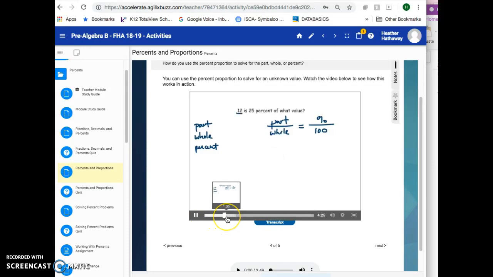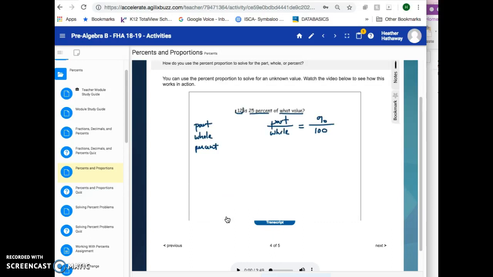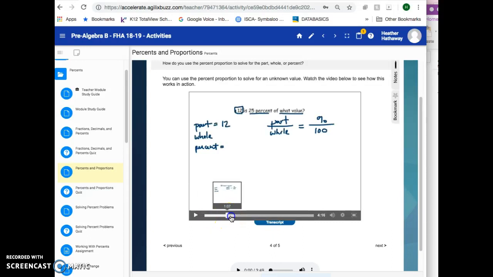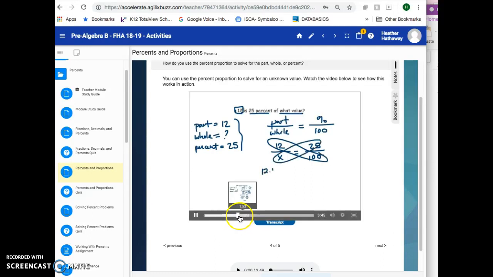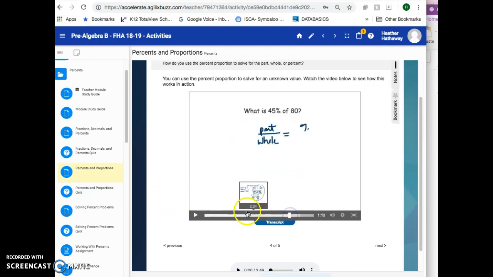So 12 is 25% of what value? 12 is going to be the part. See, she's identifying them. I'm going to fast forward it, and then she's plugging it into the equation, and then she's showing you how to solve. Okay? So go through this entire video. You should be writing down everything, absolutely everything from this video.